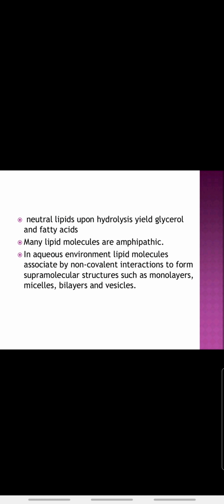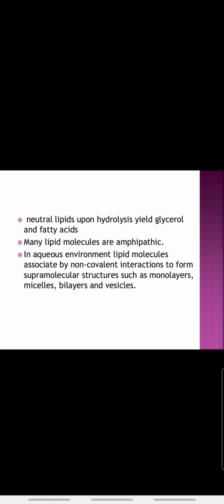It also explains that non-covalent interaction forms a supramolecular structure. A supramolecular structure is basically a result of various non-covalent interactions. In that process, it can result in different products, which are monolayers, micelles, bilayers, and also vesicles.